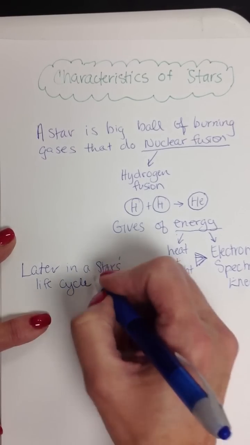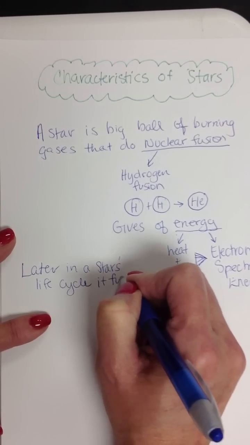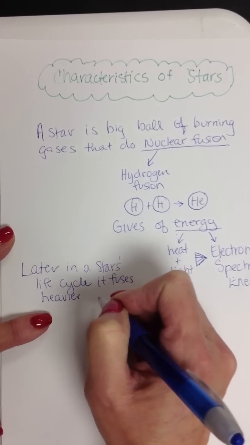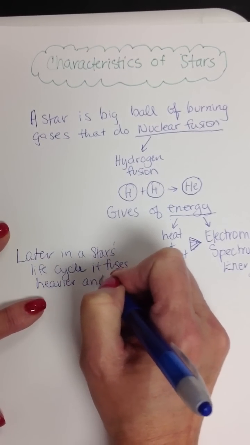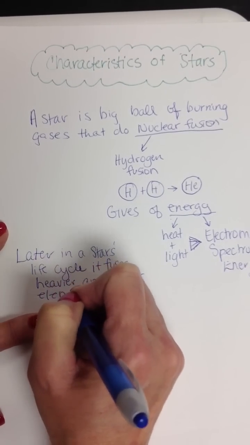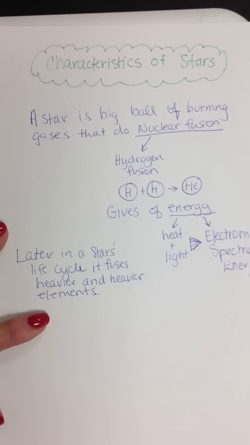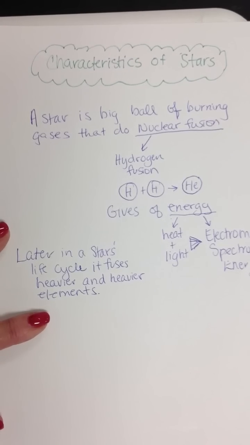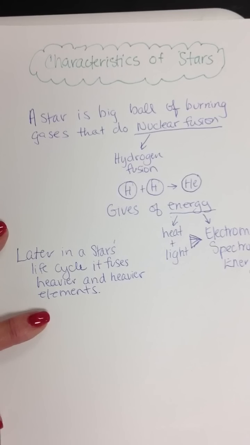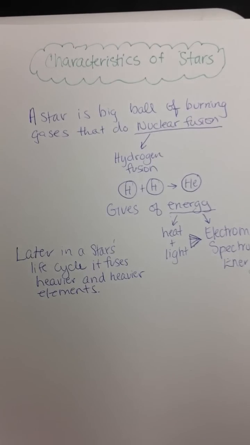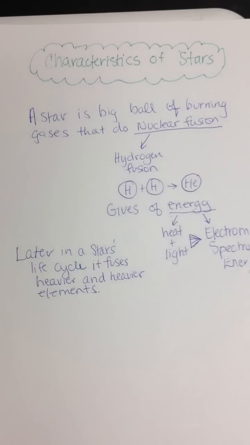So later in a star's life cycle, it fuses heavier and heavier elements. You might have heard someone say, we are made of stardust. Well, if you think that the elements are all made by stars, then obviously we contain elements. So yes, there's a little truth to that. We are made of stardust.